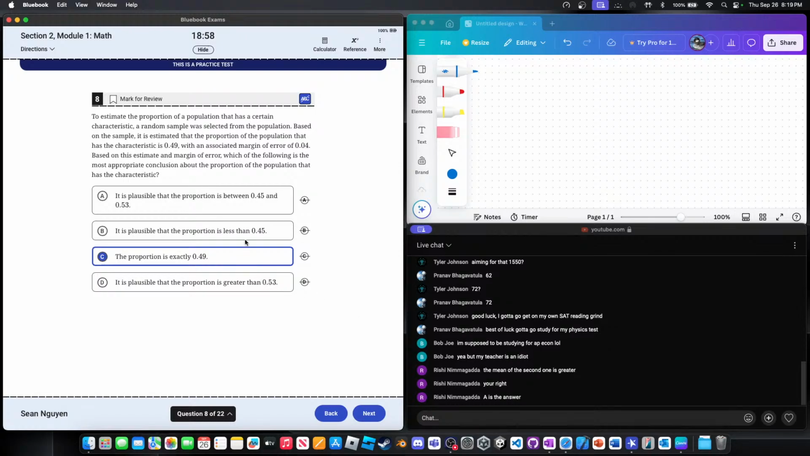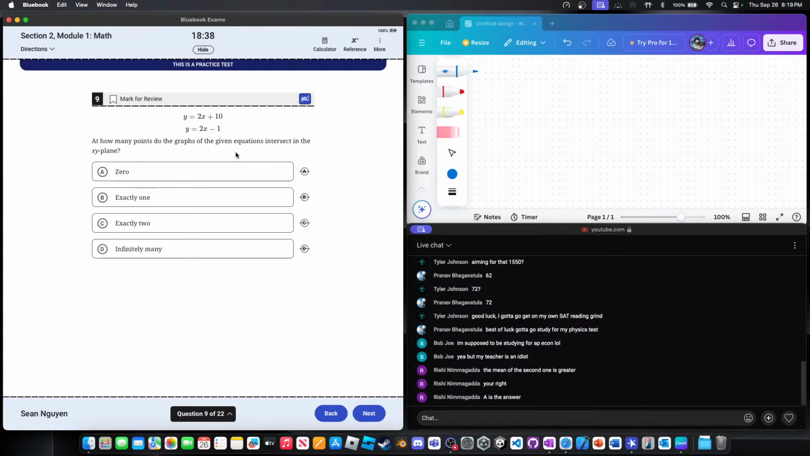Explain to me real quick, please. But the proportion of the population that has the characteristic. Can you explain to me real quick while I do these other questions?